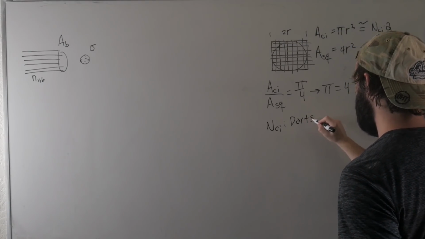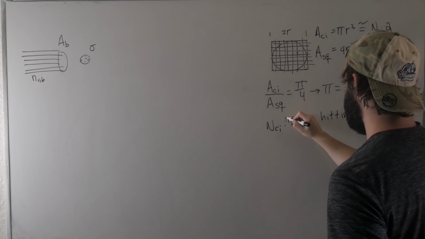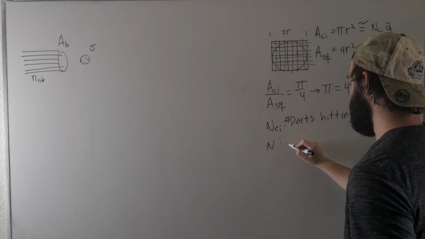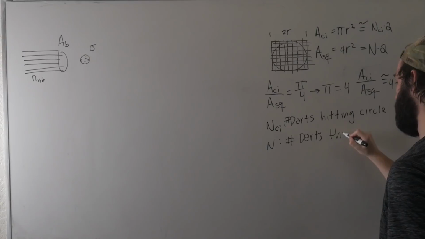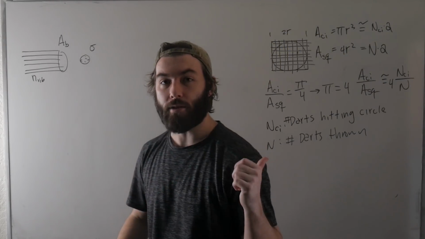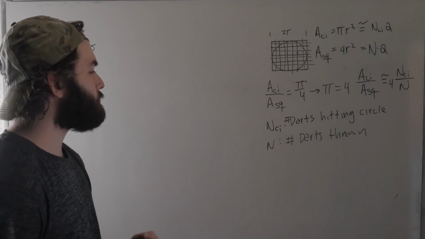Okay, so N_CI becomes the number of darts hitting the circle, say number of darts, and N is the number of darts thrown. So this becomes more statistical. We're not using every single grid line in the grid. We're using a random distribution of them.